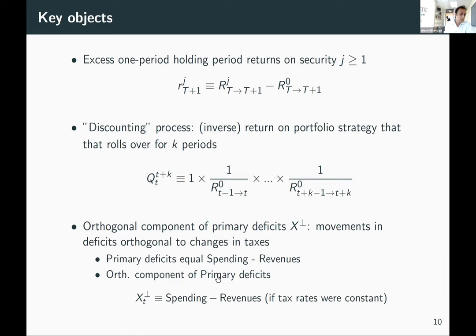Okay. The last object I need is what we call the orthogonal component of primary deficits. What I mean by the orthogonal component is roughly speaking movements in primary deficits which are orthogonal to taxes. So, primary deficits equal spending minus revenue. And by the orthogonal component, what we want is spending minus revenues if taxes were constant. In the quantitative part, I'll show you how we actually implement it. But conceptually, it is just this counterfactual deficits in a world where taxes were constant.